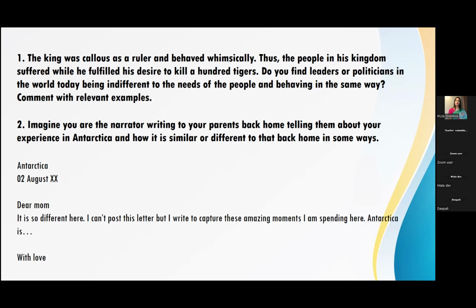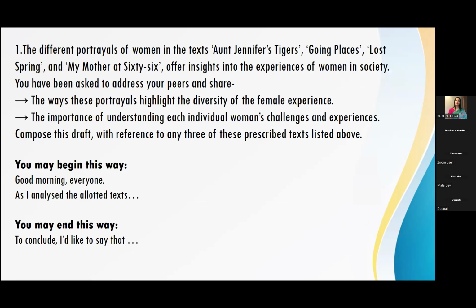Then we have another question. Imagine you are the narrator writing to your parents back home, telling them about your experience in Antarctica and how it is similar or different to that back home in some ways. Obviously, when you give them this kind of a question in the literature part, you must provide them some hints or some clues about the format. And even if you have not given that, we should not be penalizing the students for that. So the question includes that part.